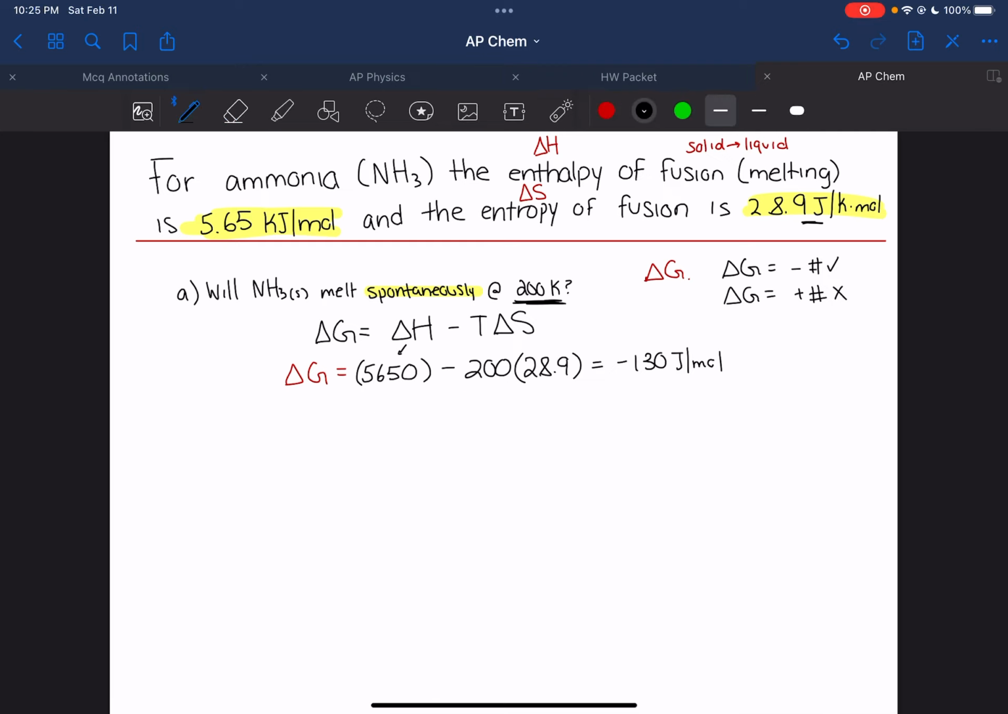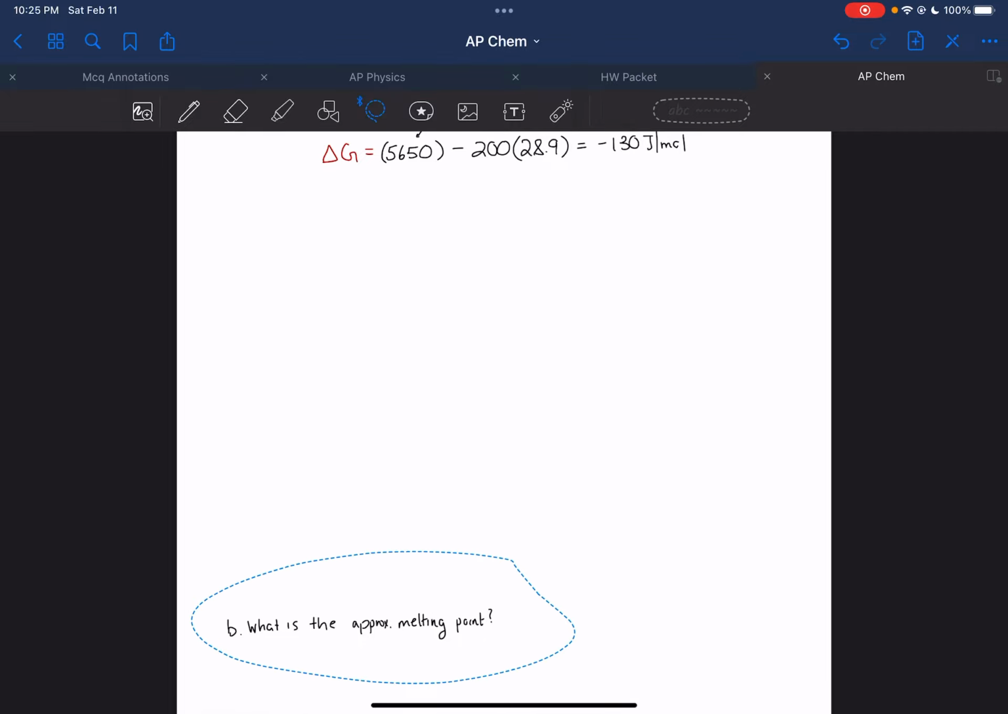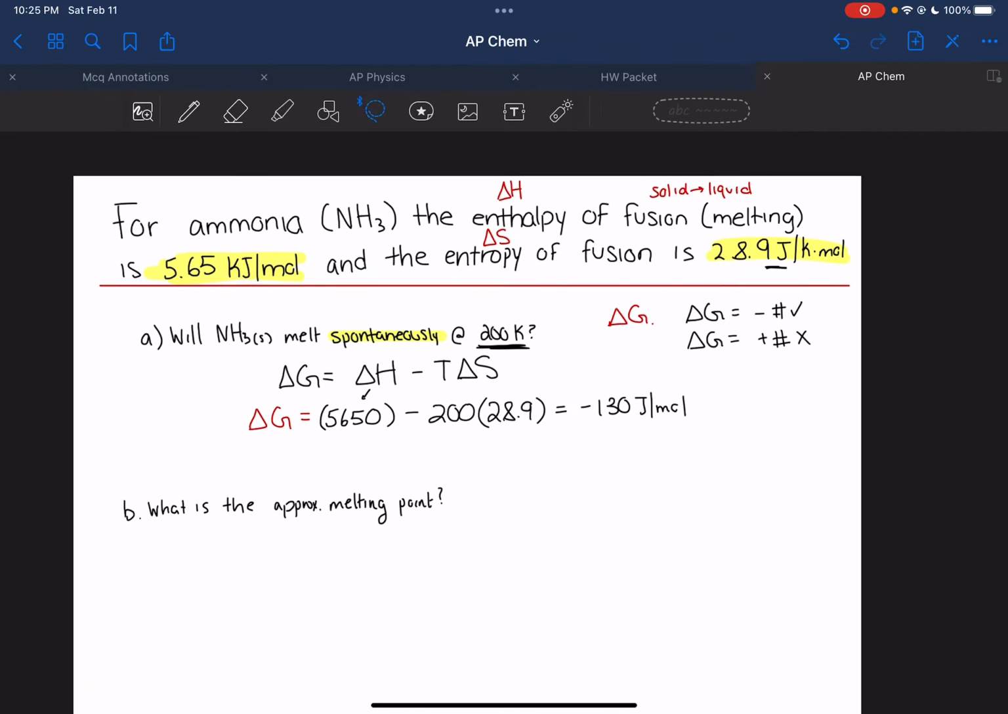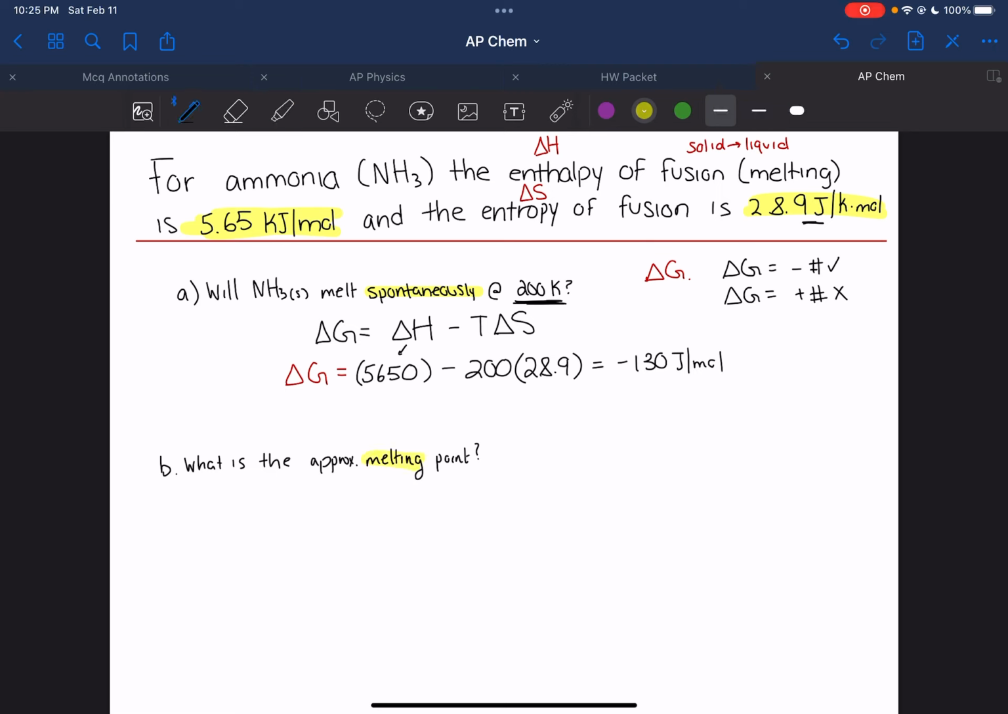Okay, so the next part of this question asks what is the approximate melting point. What they mean is that at the melting point, you're at equilibrium, which means that your delta G actually has to be set to 0. This is the concept here. Your delta G is at 0. What you're solving for in sum here is your temperature, right? And if you couldn't see that, you would also just figure it out because you don't have a temperature and they're giving you the enthalpy and the entropy.